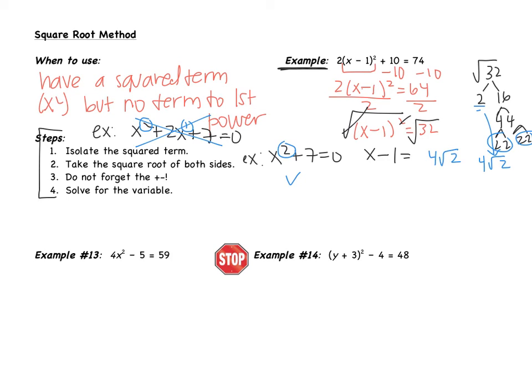Now what you have to remember is because you are taking the square root here, you get 2 answers, a positive and a negative answer. So that's step 3. Don't forget the positive and the negative. Last thing, we have to solve for x. So we're going to add 1 and add 1, and I get x equals 1 plus or minus 4 root 2. Now, I can't actually combine those terms because 1 doesn't have the root 2, but the 4 does, so they're not like terms. So you just leave your answer like that. And this is 2 answers, 1 plus 4 root 2 and 1 minus 4 root 2.